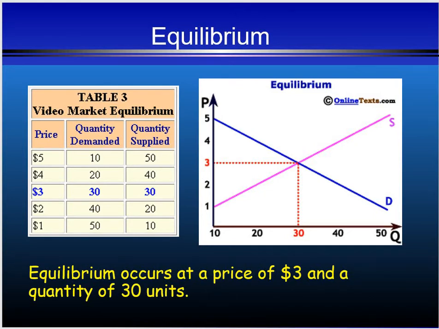There is an example on the left side, Table 3, video market equilibrium. There are prices in dollars, and then there are quantity demanded and quantity supplied. For $3, the quantity demanded is 30 and the quantity supplied is 30. So that's where we can say we achieve an equilibrium.